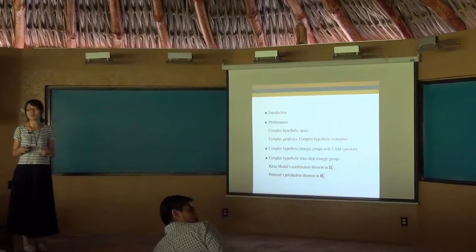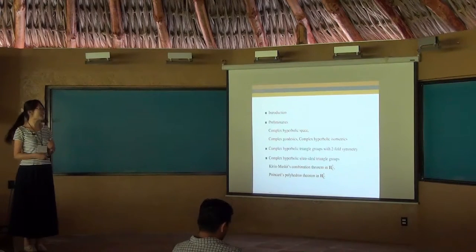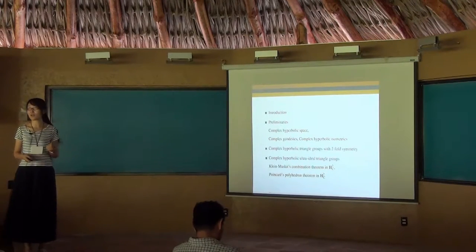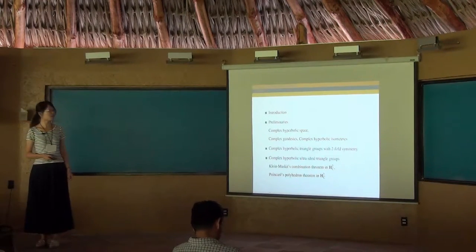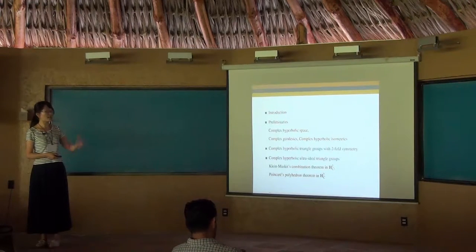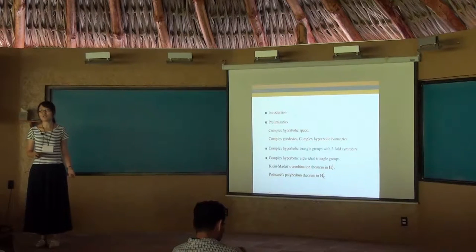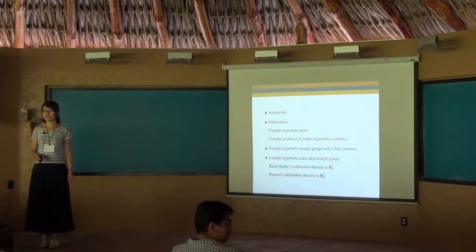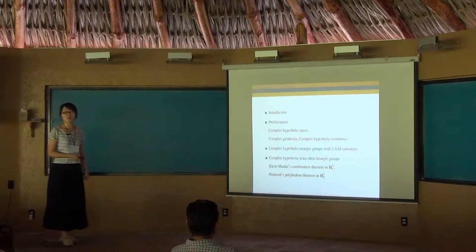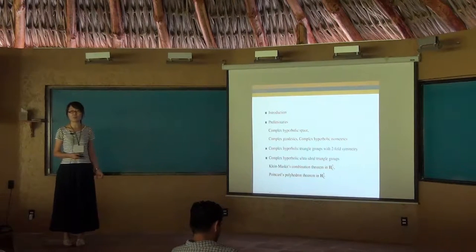Firstly, I will give some introduction about real hyperbolic space, and then we get into the complex hyperbolic space. We will give some definitions about the complex hyperbolic space, complex geodesics, and complex hyperbolic isometries. And then we begin to talk about the complex hyperbolic triangle groups. The first step, we will talk about the complex hyperbolic triangle groups with twofold symmetry. Later, I will give the reason why we call it twofold symmetry. And last, we will talk about the complex hyperbolic ultra-ideal triangle groups. In this part, we will mainly use two methods, Klein-Maskit's combination theorem and Poincaré's polyhedron theorem. They are for the complex hyperbolic space.